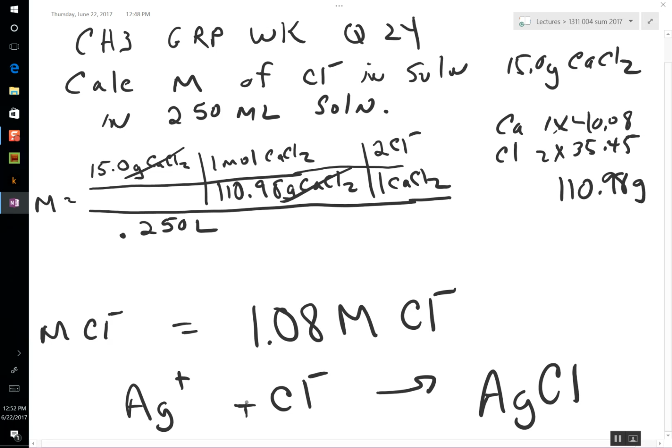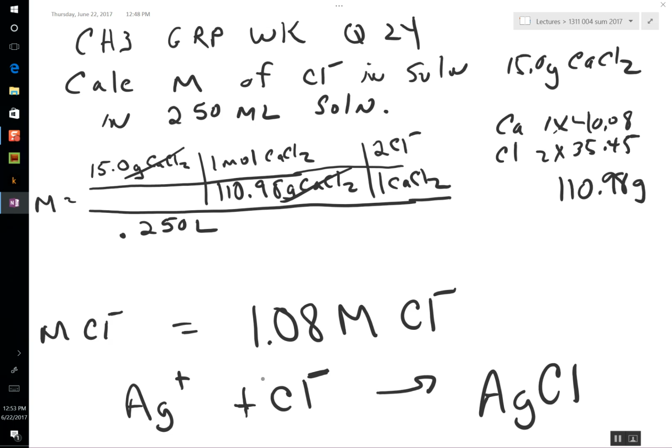You might have a solution of silver nitrate at a certain molar concentration, so you know the molar concentration of silver ions. You don't just want to know the concentration of the calcium chloride. You want to know the concentration of chloride ions in that solution, because they're going to react one-on-one with the silver to form silver chloride.